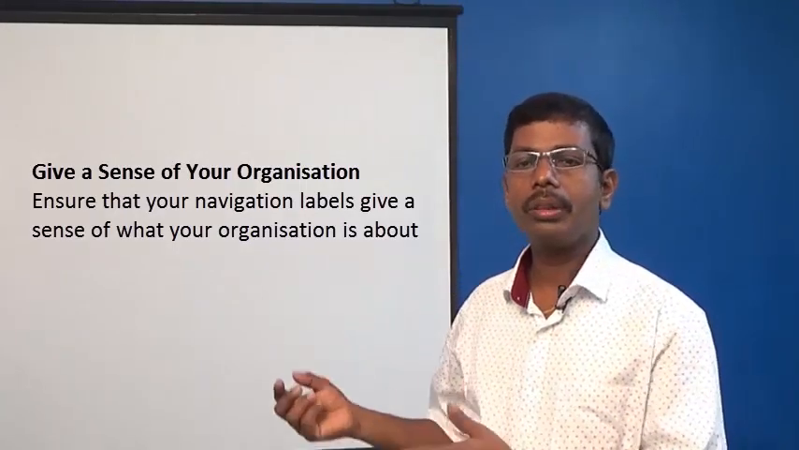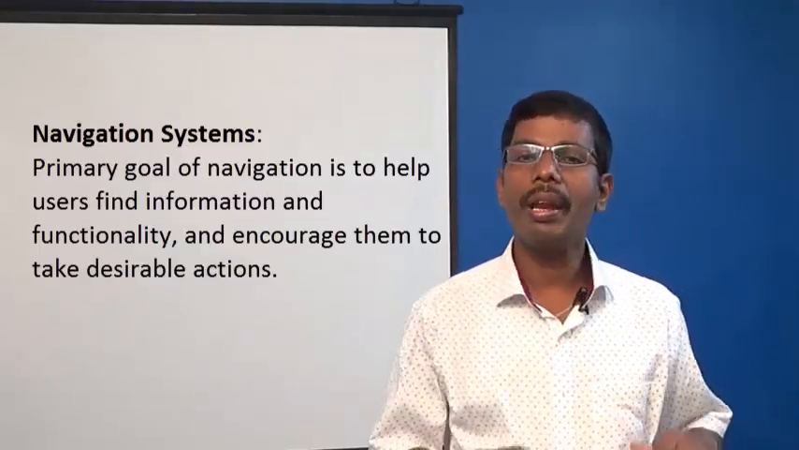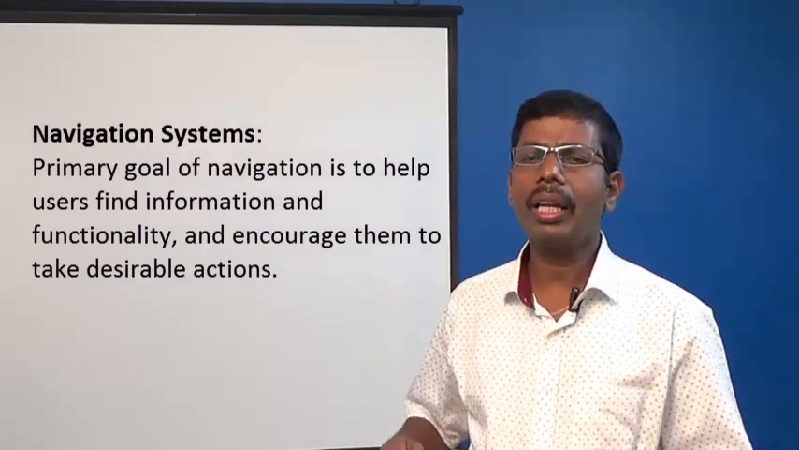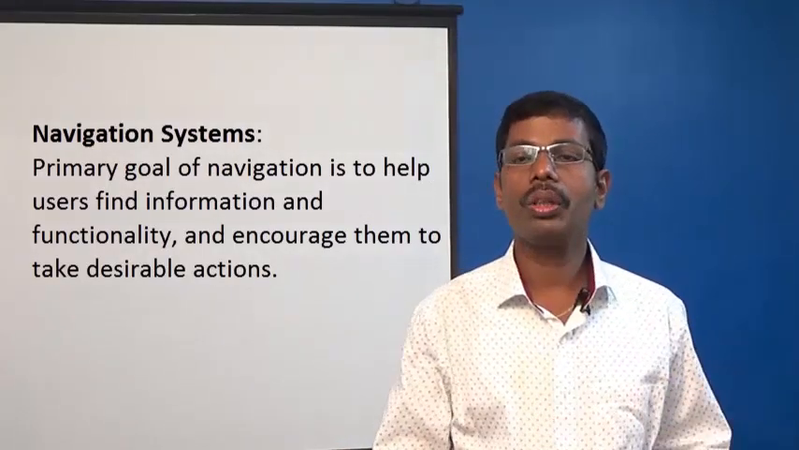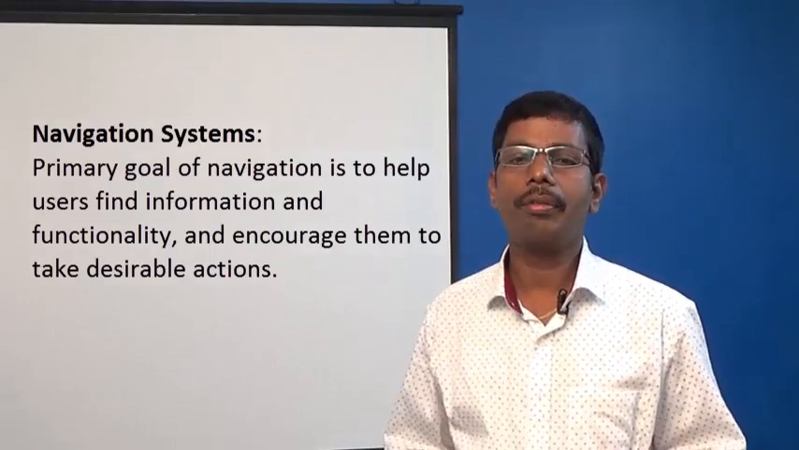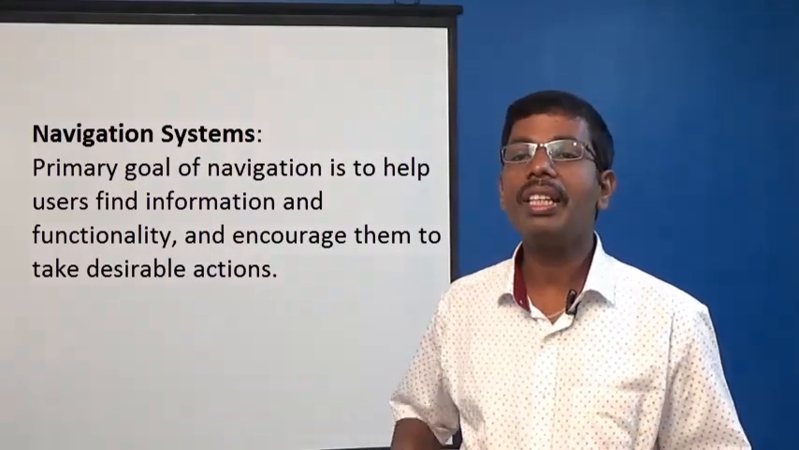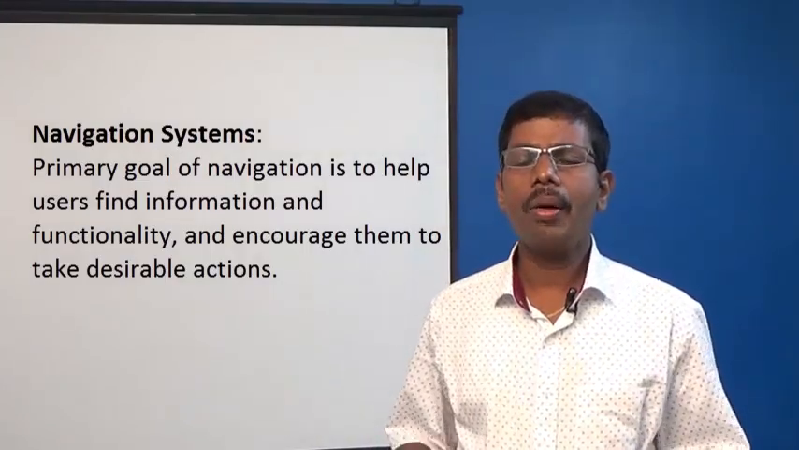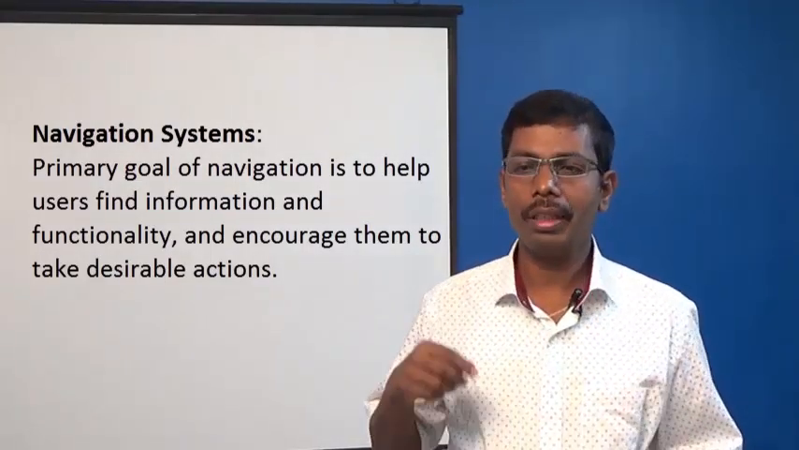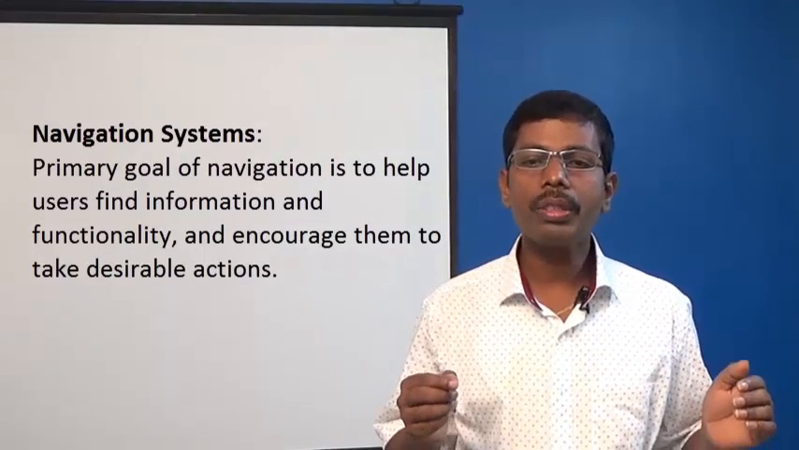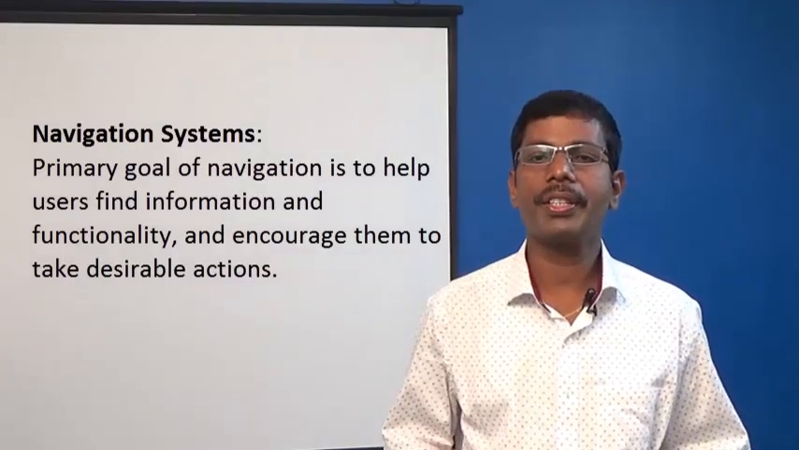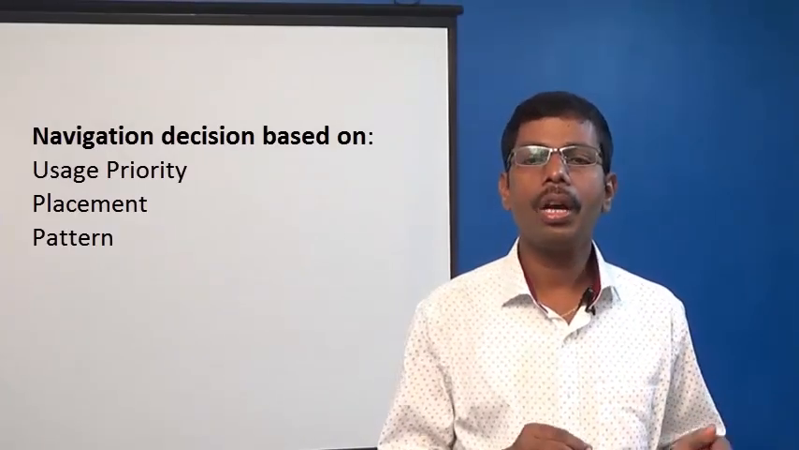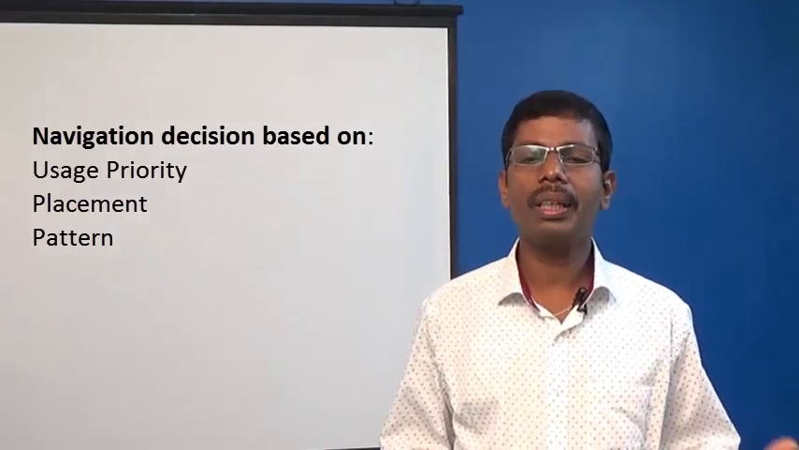The navigation systems are how users browse or move through information. A website navigation is a collection of user interface components. The primary goal of navigation is to help users find information and functionality and encourage them to take desirable actions. Navigation components include global navigation, local navigation, utility navigation, breadcrumbs, filters, facets, related links, footers and fat footers, etc. For each navigation component, a series of decisions must be made about usage, priority, placement and pattern.